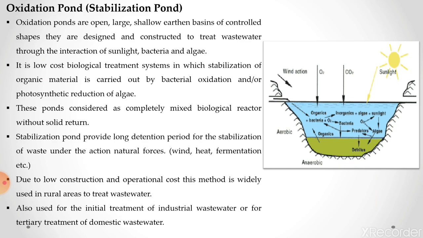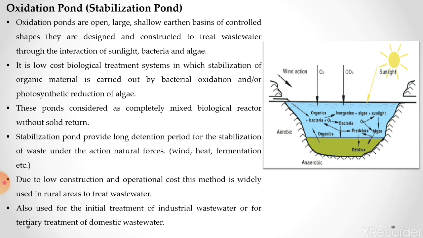So, what exactly is the oxidation pond? Oxidation ponds are open, large, shallow earthen basins of controlled shape. They are designed and constructed to treat the wastewater through the interaction of sunlight, bacteria and algae. As you can see in the figure, a simple earthen basin is provided in which the wastewater is discharged, and because of the interaction of sunlight, bacteria and algae, the wastewater treatment or the decomposition is carried out.